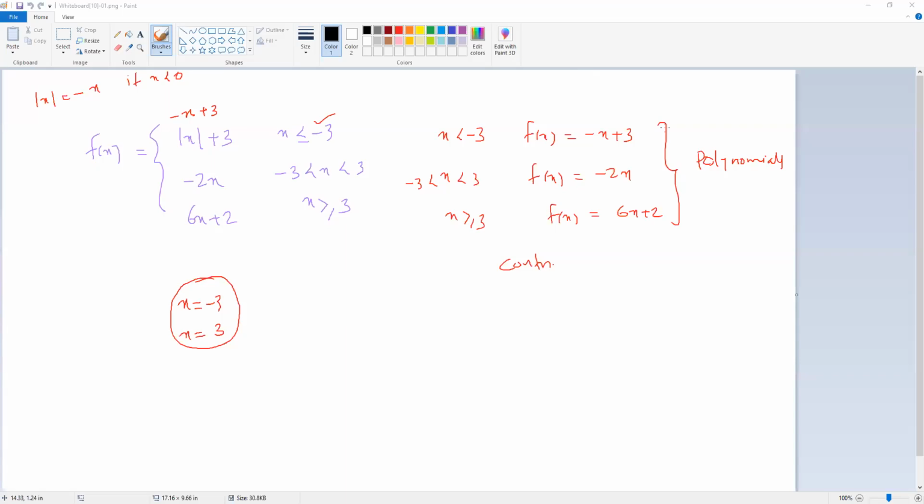We are discussing continuity. One function is given: f of x is equal to mod x plus 3 when x is less than or equal to minus 3. When x is between minus 3 and 3, the function is defined as minus 2x. And when x is greater than or equal to 3, it is 6x plus 2. So the question is, discuss the continuity.